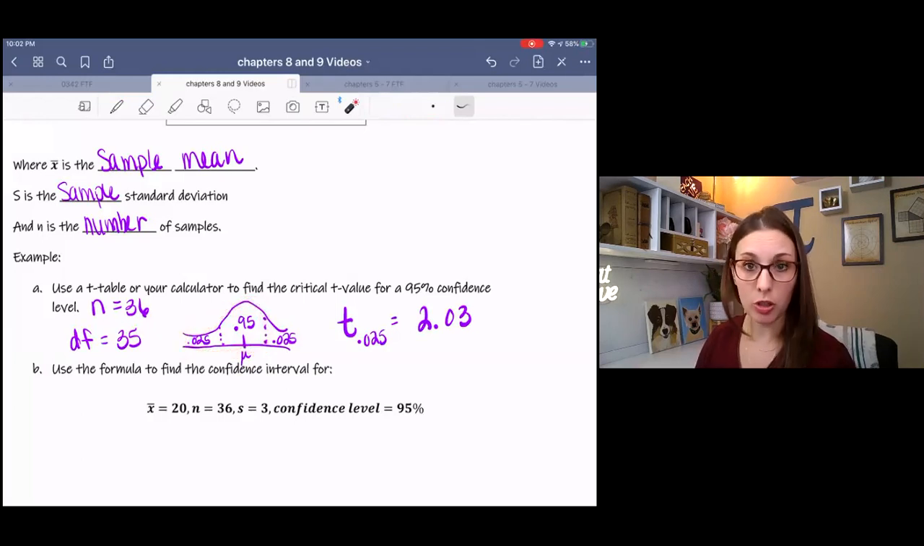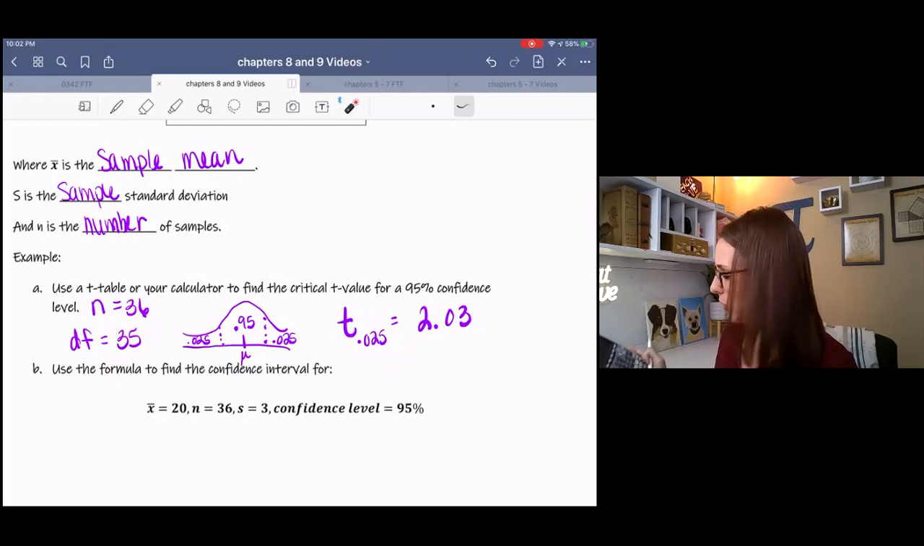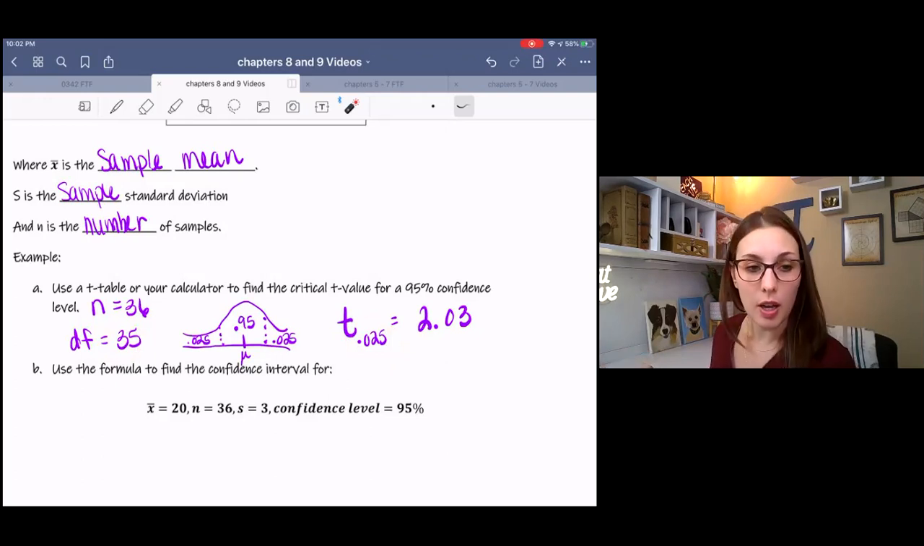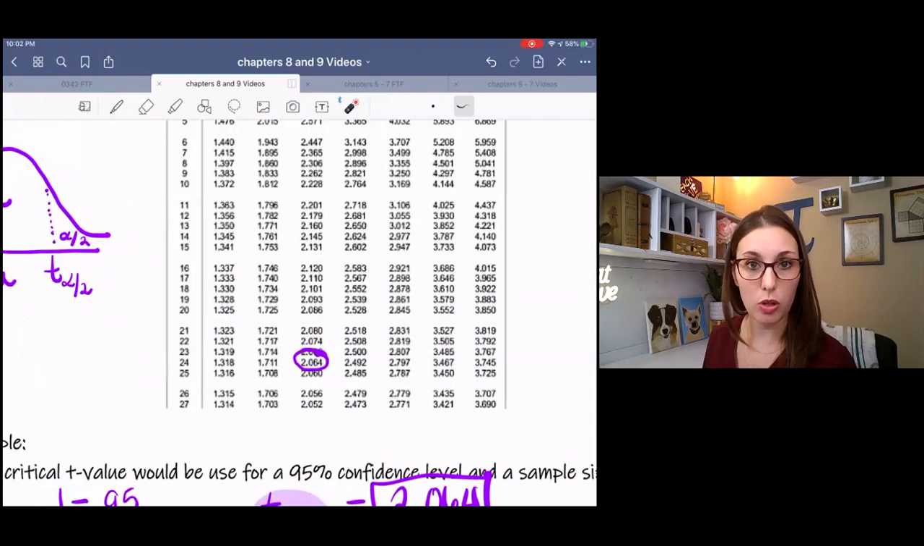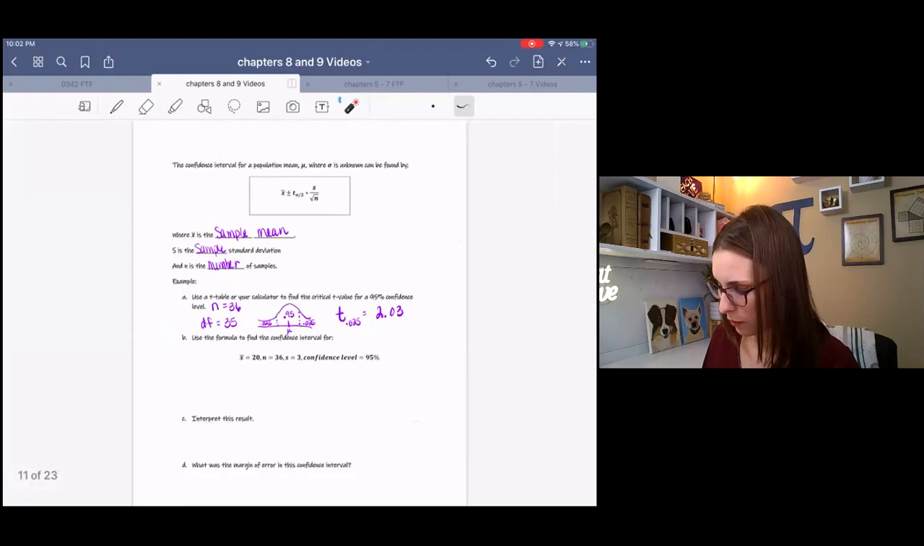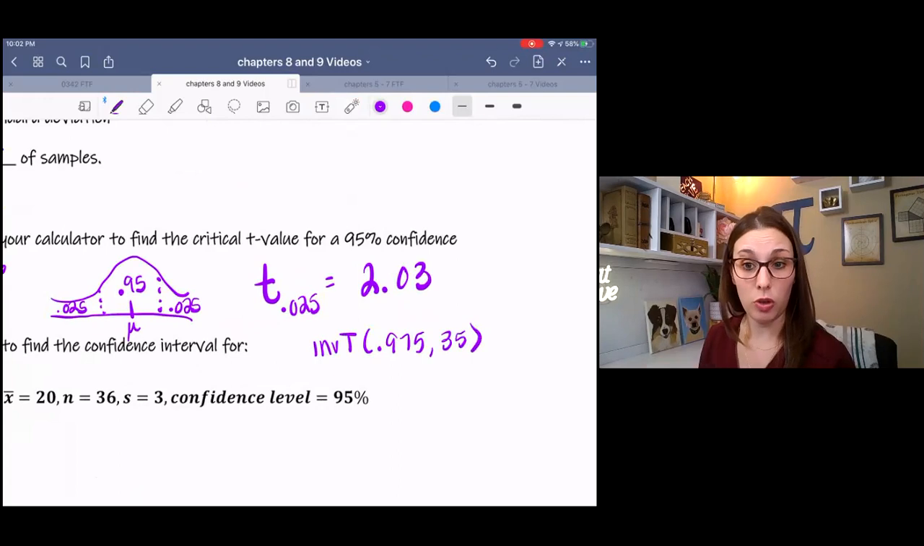If you're doing the table, you're doing 0.025 with 35 as your degrees of freedom. Make sure I did that right. Yeah. The table I included here didn't go down to 35, so you'd have to use your table from your book, or you can Google a t-table and that'll come up. If you're using your calculator, you would type in inverse t, area to the left, degrees of freedom, and that'll give you the 2.030.